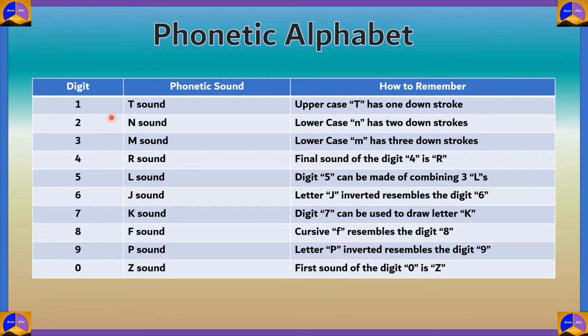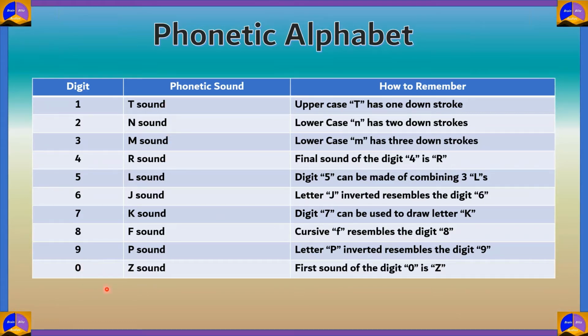And finally, the digit 0 has the Z sound. And this is pretty easy. You know that the first sound of the digit 0 is Z. So that can help you remember that the Z sound is used for remembering the digit 0.